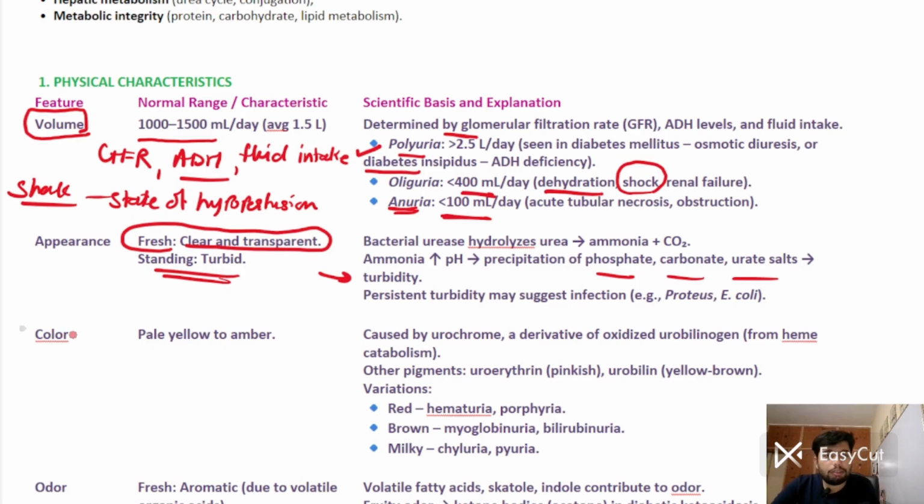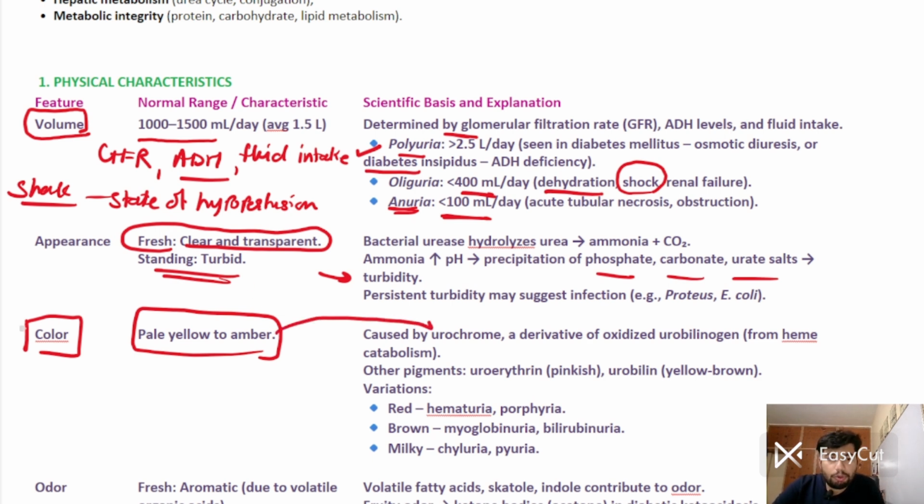Okay, now let us talk about the color. So pale to amber yellow is the color of urine, and this color of urine is due to one pigment that is called urochrome, which is a derivative of oxidized urobilinogen. And urobilinogen is ultimately derived from hemoglobin catabolism. Okay, so heme catabolism produces urobilinogen, and this will form urochrome, and this will impart amber yellow or pale yellow color to the urine.